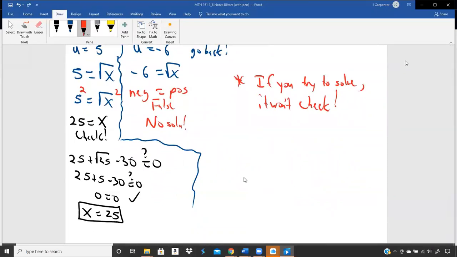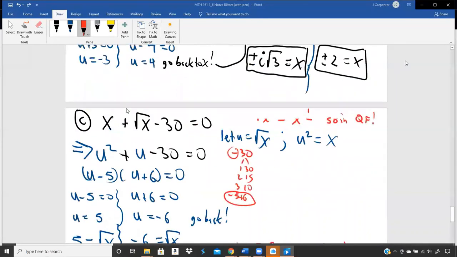You have got to know when to check your solutions. If you don't know, check them anyways. Check them all the time. Polynomials don't need to be checked. This was not a polynomial. This has a radical. You need to learn the different classifications.